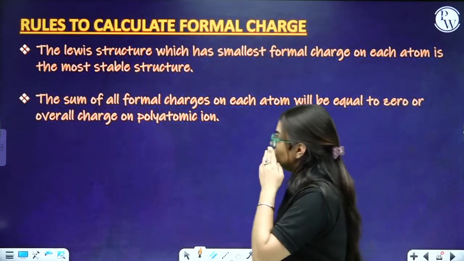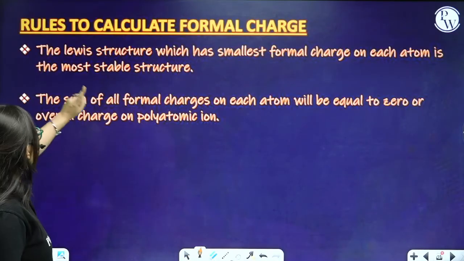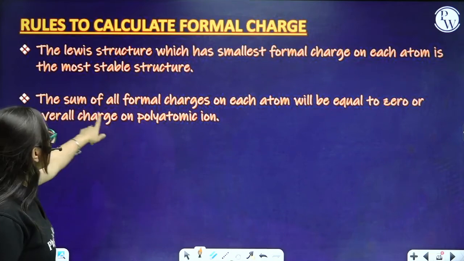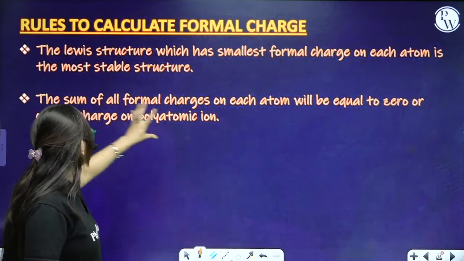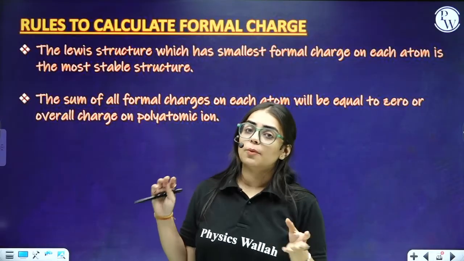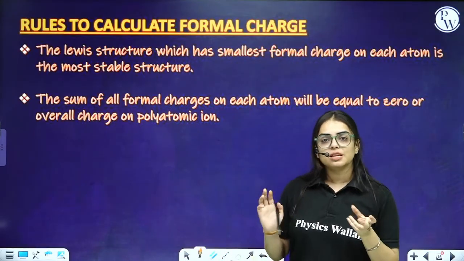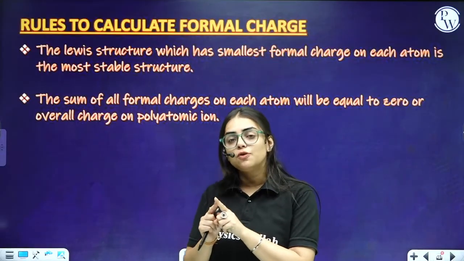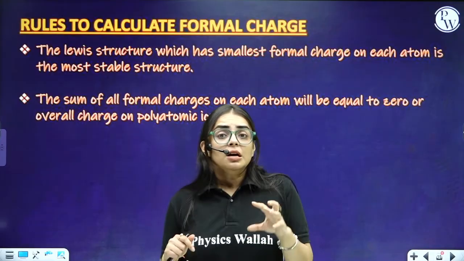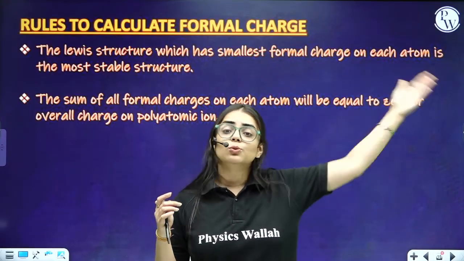Now students, more things about this. The Lewis structure which has the smallest formal charge on each atom is the most stable structure. Do remember that. Also, the sum of all the formal charges on the atoms will be equal to 0, or the overall charge for a polyatomic ion. In the redox reactions chapter, you will understand oxidation state and formal charge in detail. But always remember, when you add all the formal charges of all the atoms, the sum will be equal to 0. But if it is not a neutral molecule, either positive or negative, the sum will be equivalent to that charge.